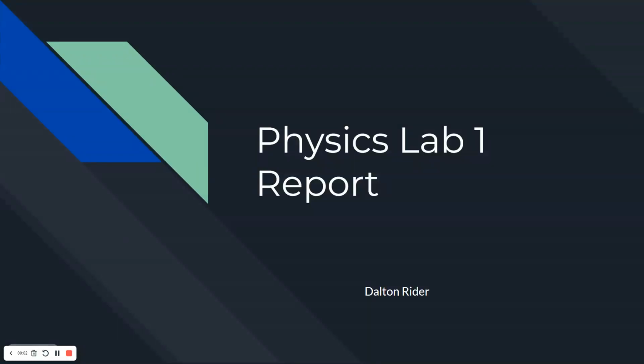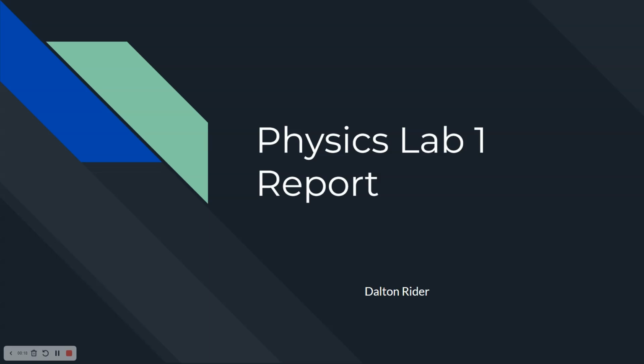Hi, I'm Dalton, and today I'm going to take a little bit of time to talk about Lab 1. This lab basically involved comparing the observed position versus time from an object that I moved, and then the predicted position versus time for the same object at a constant speed as predicted by a computational model.